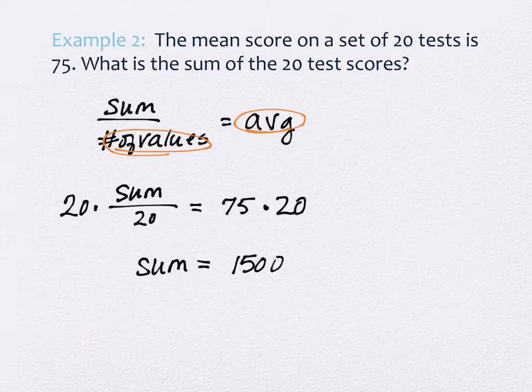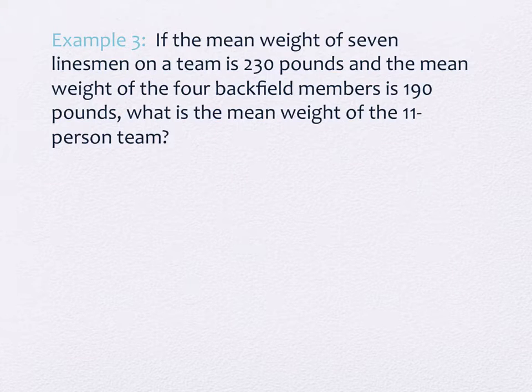I have one more central tendency question, and then we'll be right where I wanted us to be. This is a mean question as well. It says the mean weight of 7 linesmen on a team is 230 pounds. The mean weight of the 4 backfield members is 190 pounds. What is the mean weight of the 11-person team? So this is football, right? You might be looking at that and go, I don't know anything about football. I don't know very much either, and you don't need to answer the question.